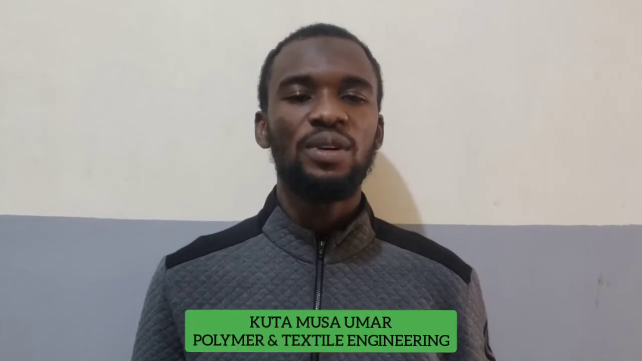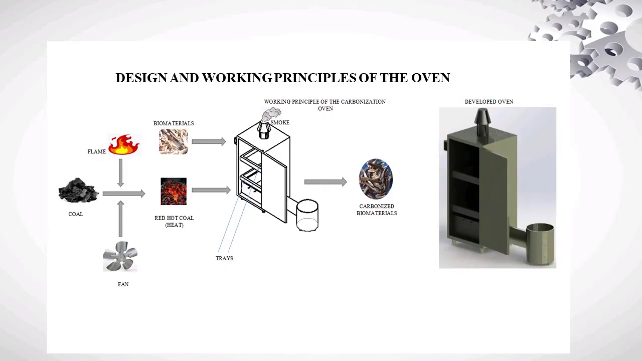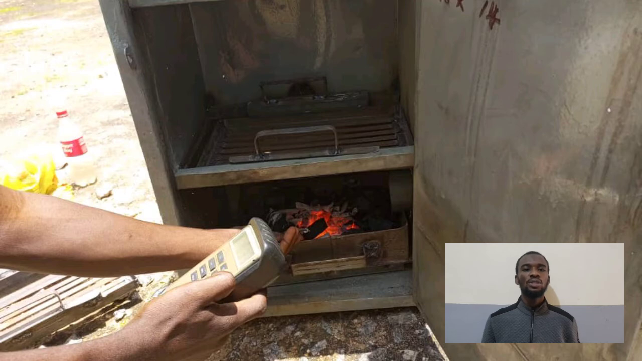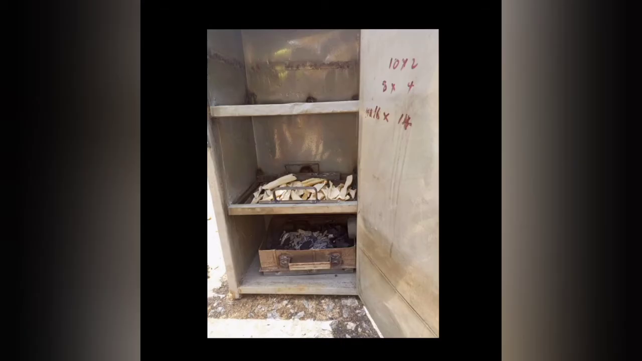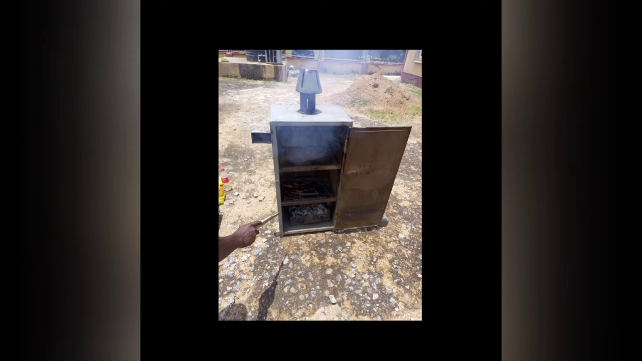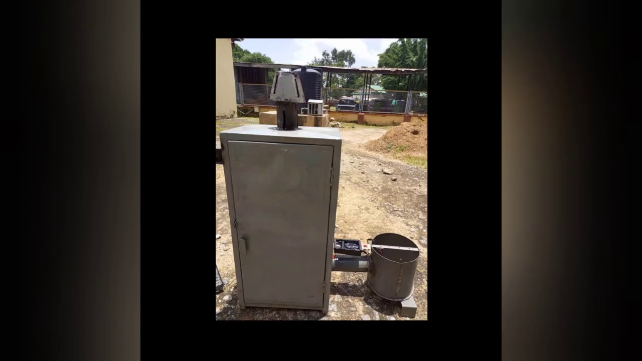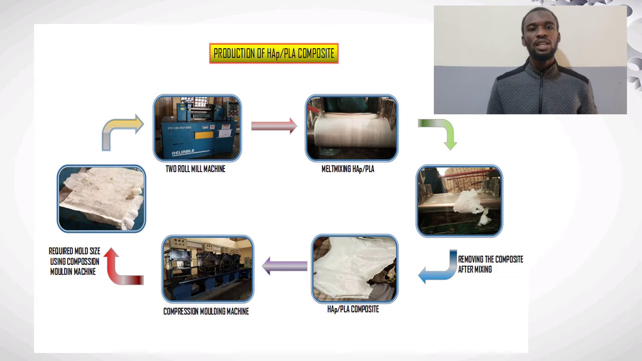For the first phase of our project, which is the fabrication of an in-house oven for the carbonization of hydroxyapatite, we were able to produce and test a prototype which yielded high efficiency. While for the production of the HAP-PLA bioscaffold, we are able to form the HAP-PLA biocomposite, but we are yet to produce the filament which we are to use in 3D printing the bioscaffolds.